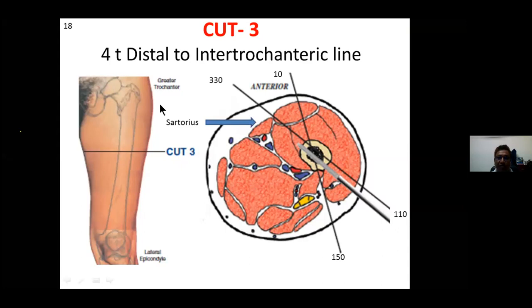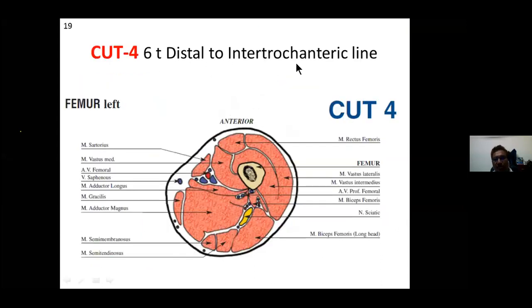Cut four, it is 6T distal to the intertrochanteric line. Here the femur is almost cortical. The sciatic nerve lies posterior to the femur. The femoral vessels and nerves lie in the adductor canal, bounded by the sartorius, vastus medialis, and adductor longus and magnus. This is the adductor canal, and you must be careful about this.